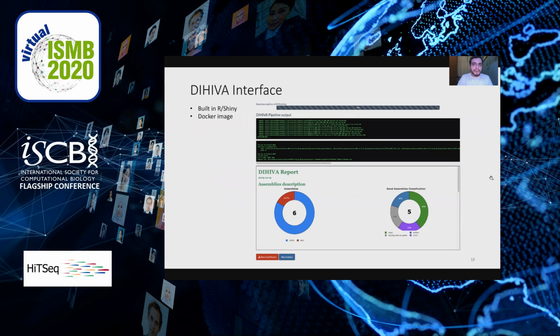Here's a screenshot of the interface that we built in Shiny in our package, and we can run it using a Docker image to make it really user-friendly.